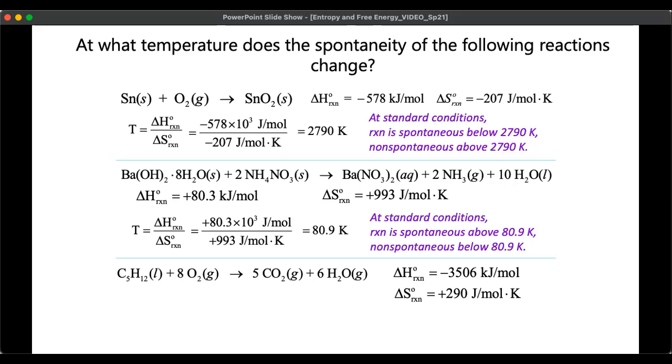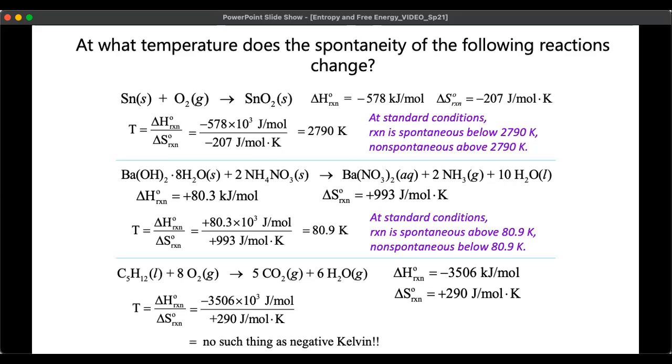And then in this last one, we have delta H is negative and delta S is positive. Well, there's no such thing as a negative Kelvin. And because delta H is negative, we know this is spontaneous at low temperatures. Turns out this is spontaneous at all temperatures under standard conditions. There isn't a temperature where this becomes non-spontaneous. And that's because it's favored both by enthalpy and by entropy.